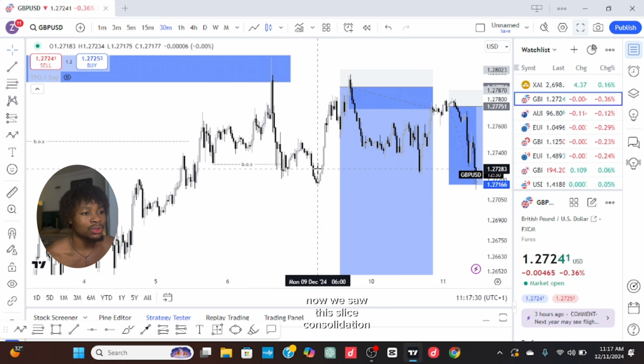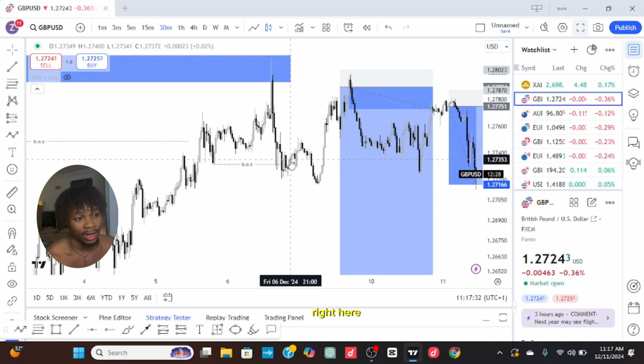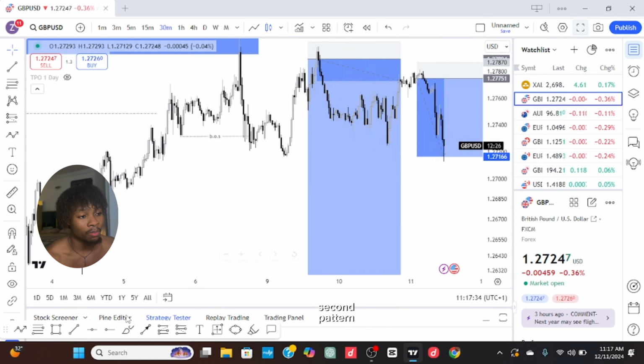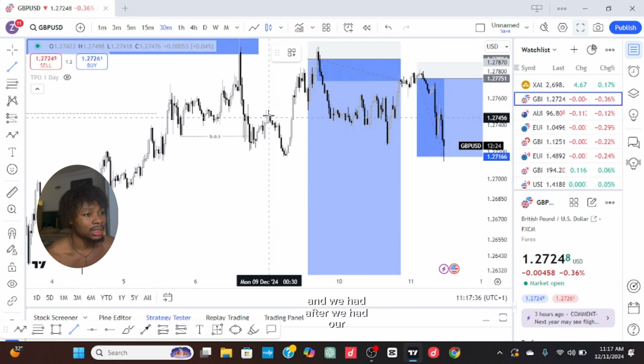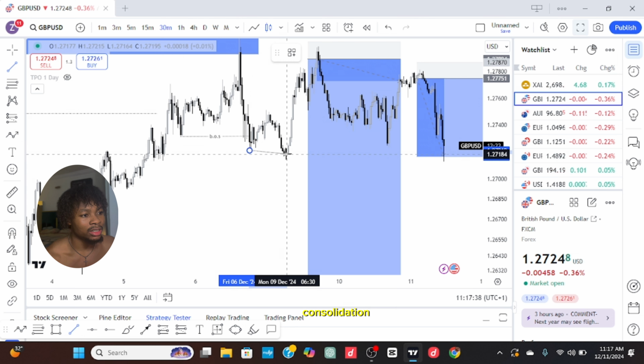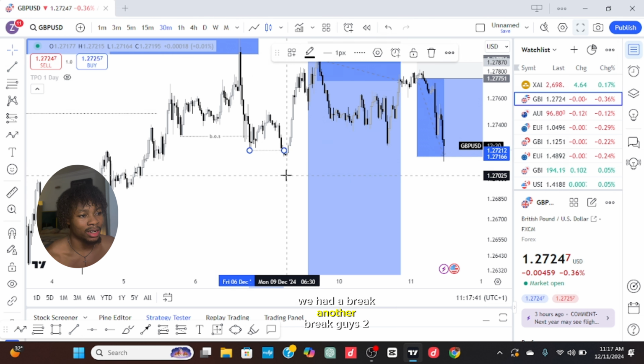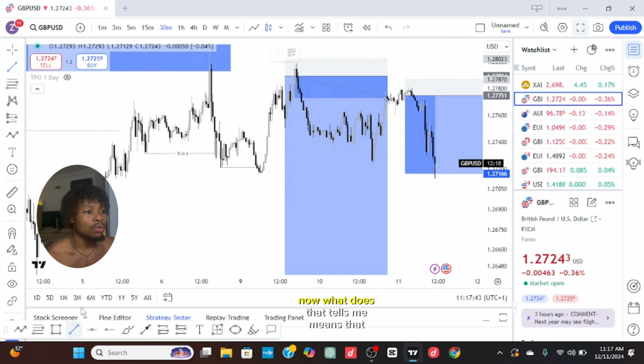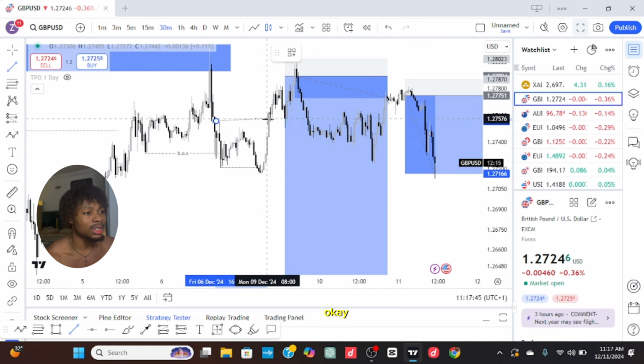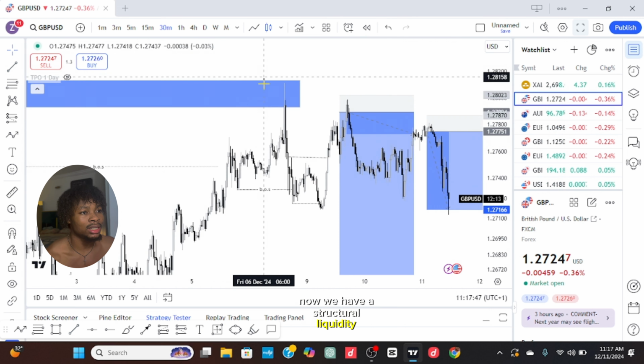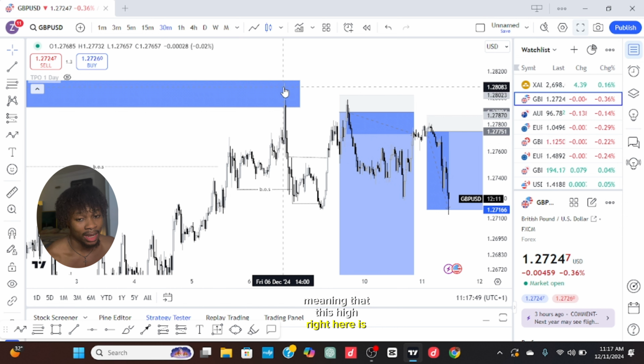Now we saw this slice consolidation right here, which I mentioned, which is that second pattern, and after we had our consolidation, we had a break, another break, guys, two. Now what does that tell me? It means that okay, now we have a structural liquidity, meaning that this high right here is protected.